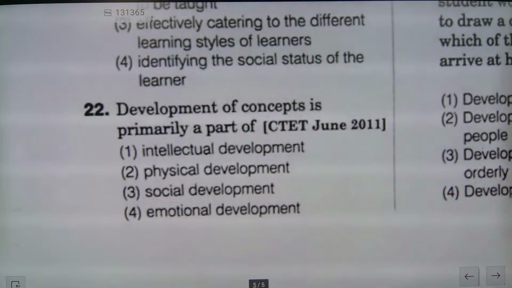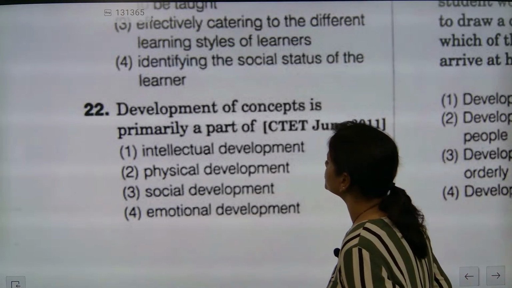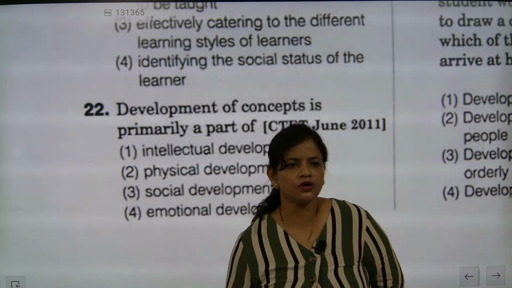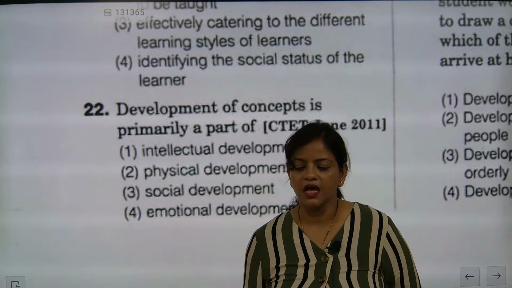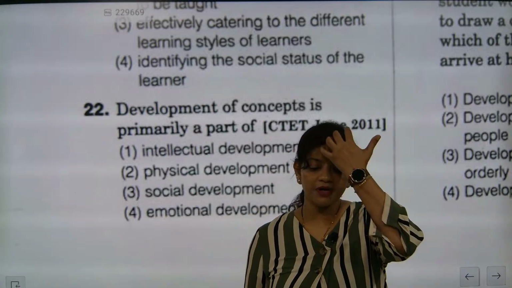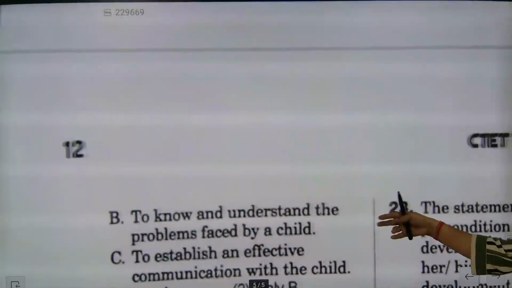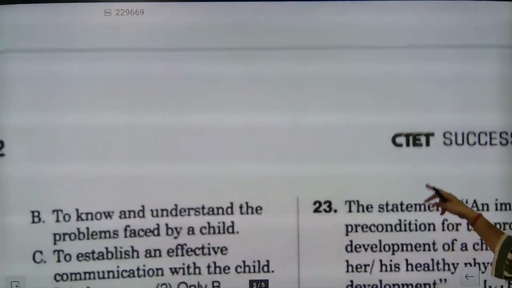Development of concepts is primarily a part of intellectual development, physical development, social development or emotional development. Development of concepts. See, concept is totally related to intellectual part. Understood? Concepts means your thinking capacity, and based on that, exactly. So we are going to cater that part only, intellectual part only. So come on, go for it.